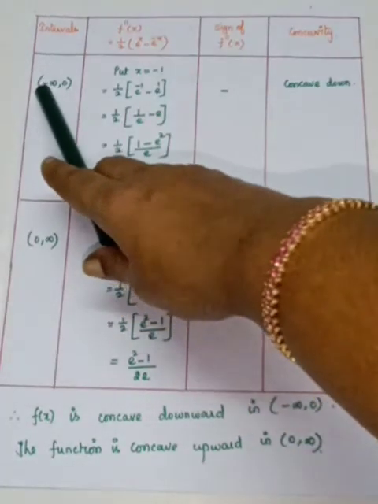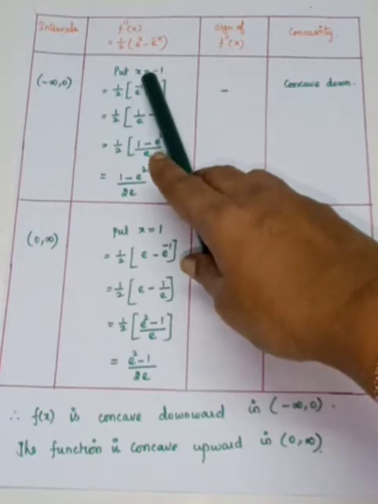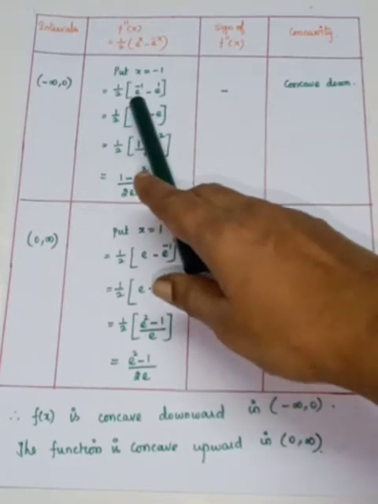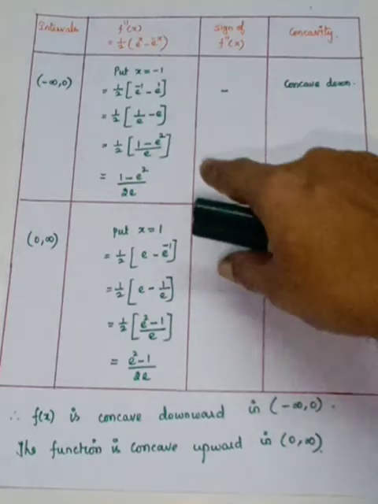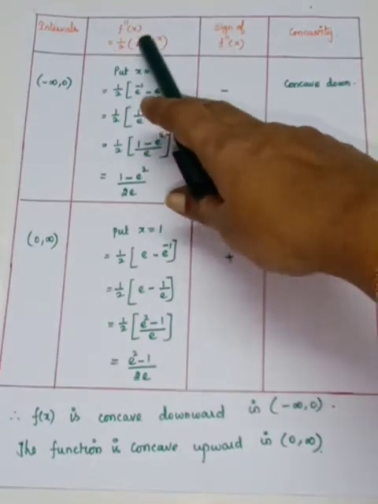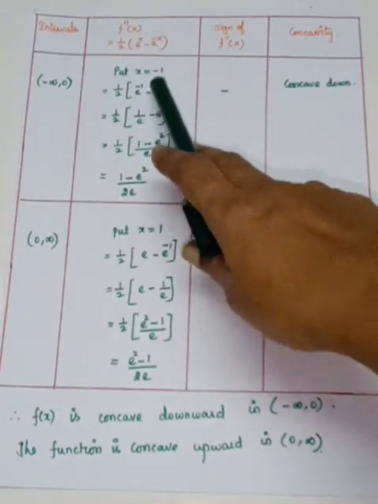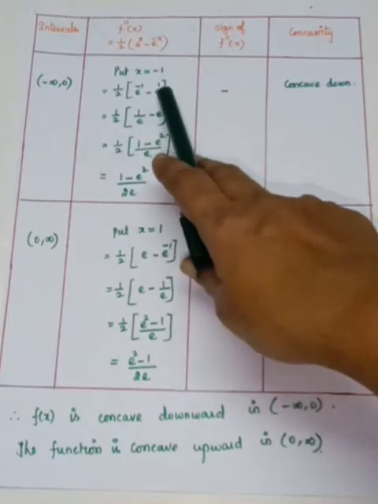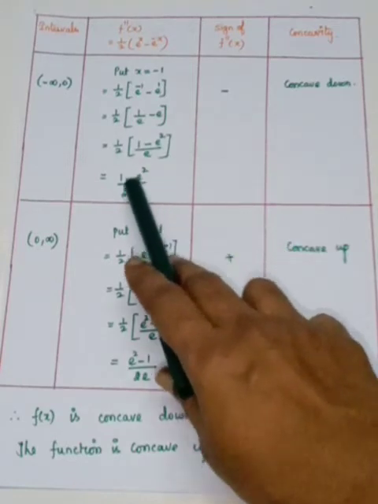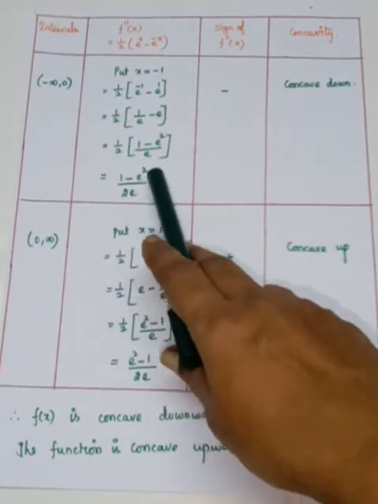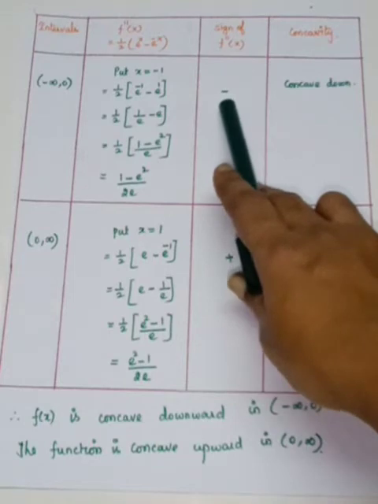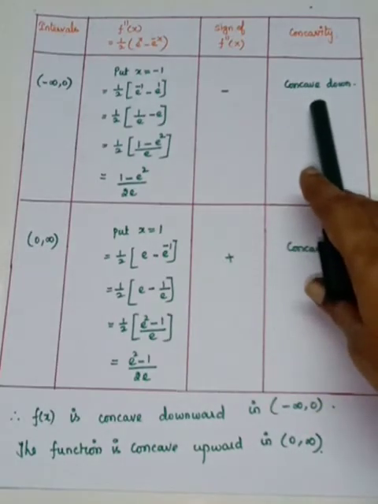So see now, minus infinity to 0. In this interval, I'll consider a simple point, x is equal to minus 1. If you substitute here, it is half into e power, x value is minus 1. In between you are having minus. So e power minus of minus 1 is plus 1. So it is 1 by e minus e. When you take LCM, it is 1 minus e squared by e, so that is 1 minus e squared by 2e. e value is greater than 1, so it is negative. So the sign of f double dash of x is negative. Therefore the function is concave downward.